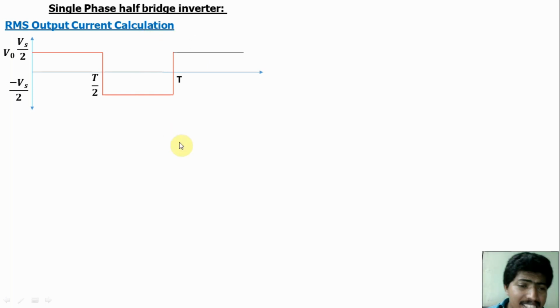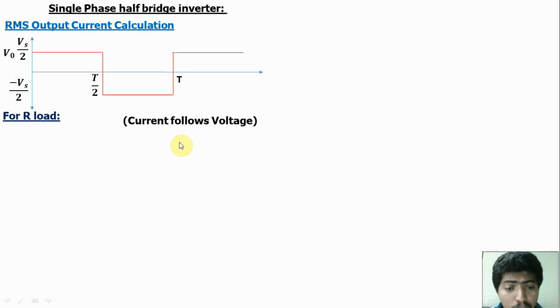The current flow depends upon the type of load. So for R load, we know that the current follows the voltage. Voltage and current are in phase. So the current waveform will be like that.